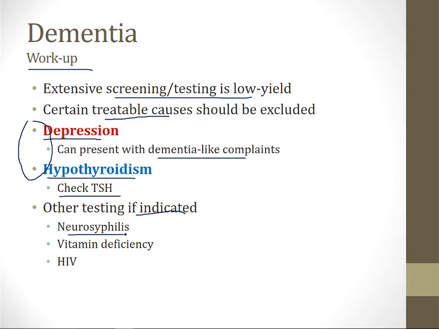So neurosyphilis can lead to dementia. If you have a reason to suspect that, you could check a RPR. Vitamin deficiencies like B12 can lead to dementia, so a B12 level is sometimes checked. And the same is true of HIV. If there's a reason to suspect HIV, you can test for that.